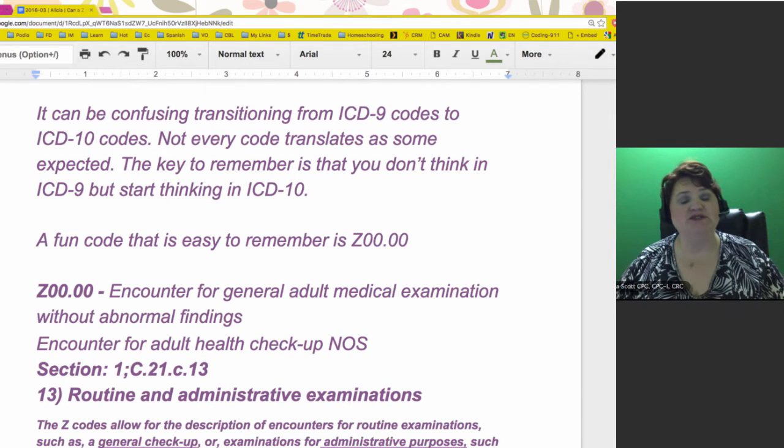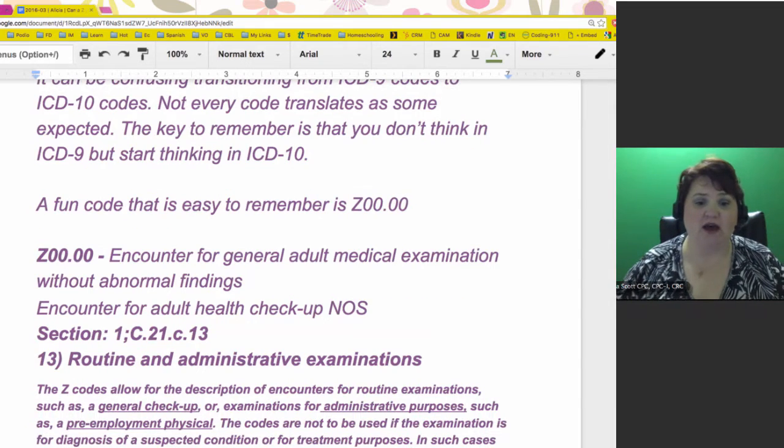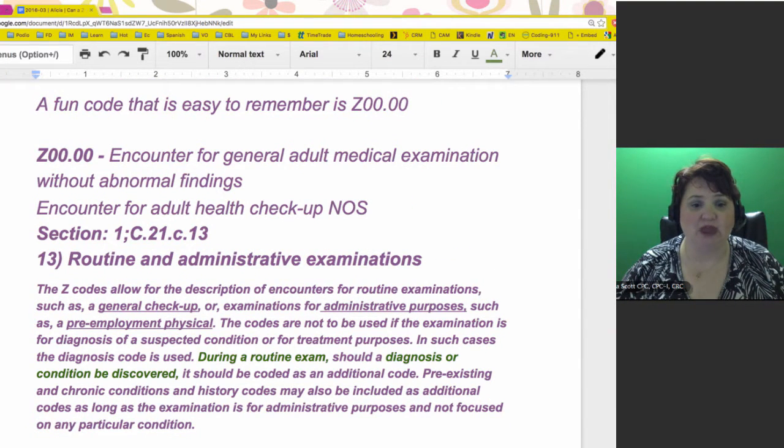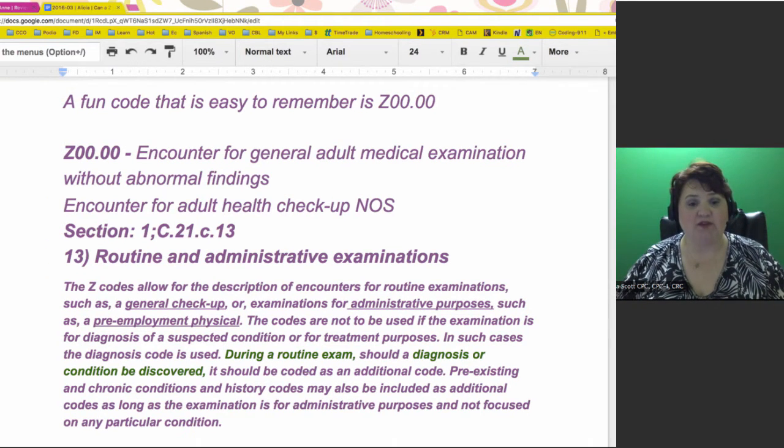And then there is an additional code that isn't ZOO, there after the point. You're going to have other characters for abnormal findings. So that wasn't the intent when they came in, this particular encounter code, but they do find something.